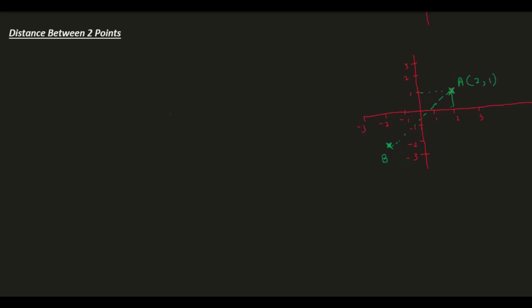For B I am going to see the same way. If I see on the x-axis it is -1, -2, so -2, and in the y-axis it's 1 and 2, so -2 and -2. So these are the coordinates for A and B. So I'm going to write them here, A is 2 comma 1, and B is -2 comma -2.